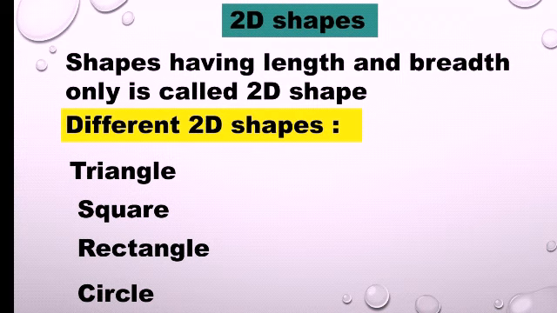So here we will talk about the different 2D shapes. Various types of 2D shapes are there, but we are going to discuss these 4 2D shapes: triangle, square, rectangle and circle. So 2D shapes means the flat shapes having only length and breadth.